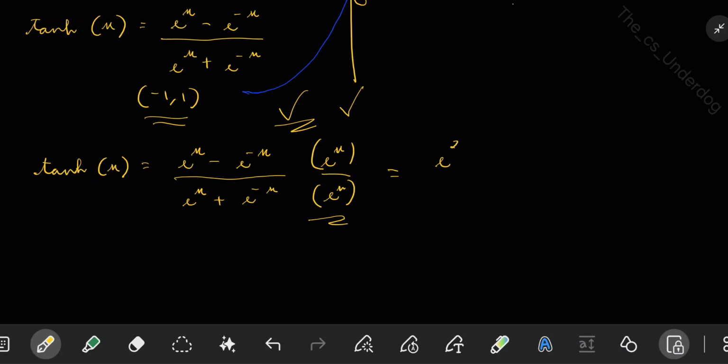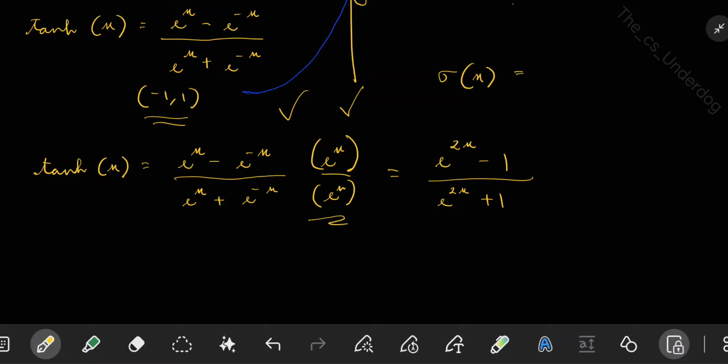You will get e power 2x minus 1 divided by e power 2x plus 1. So here e power minus x into e power x will be 1. Okay, that is why this is the value. Once you get this, next thing you want to do is, I want to have some relation with sigmoid.